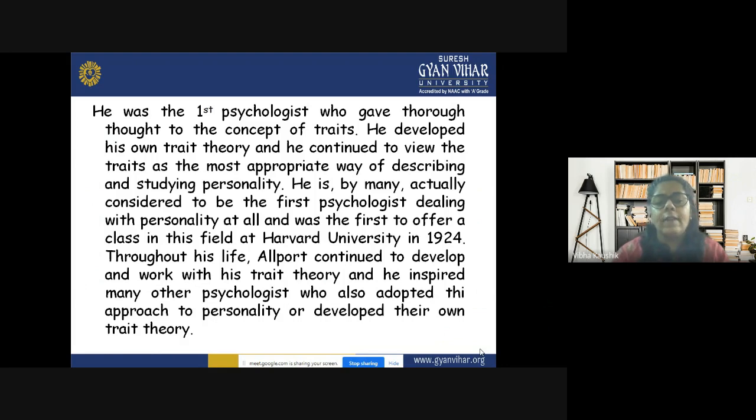Throughout Allport's life, he continued to develop and work with his trait theory, and he inspired many other psychologists to work on these trait theories, who also adapted this approach to personality or developed their own trait theory.